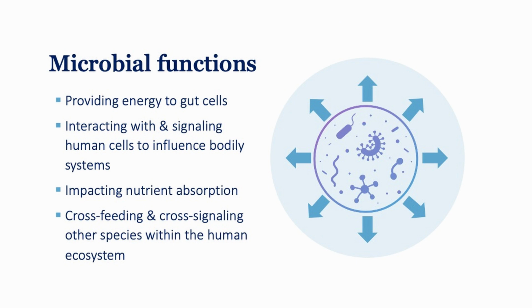Now, the range of functions microbial metabolites can perform include things such as providing vital energy to our gut cells to keep our gut lining healthy, interacting with and signaling of our human cells to influence our immune, nervous, and metabolic systems, impacting our nutrient absorption, and even cross-feeding and cross-signaling of other species within our ecosystem.